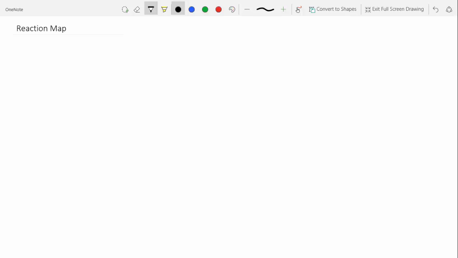I really like making reaction maps just because it gives you a nice visual way to see all the different directions you can go with the starting material. And so for this starting material, I'm going to pick a basic epoxide. And let's say I want to make an alcohol where a thiol group is in the beta position. So this would be a beta mercapto alcohol.